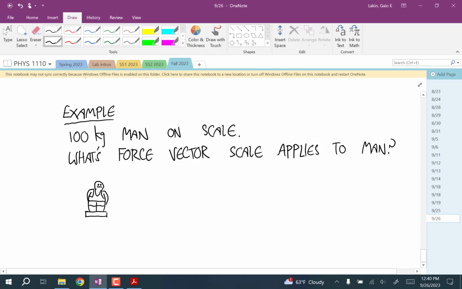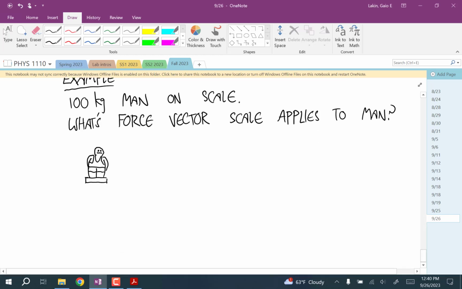Okay, that's the man. And that's the scale. So this is kind of like how a scale works, you know? I mean, how would a scale know what force gravity applies to you? It doesn't, you know? But we're going to see that the scale applies a force to the man with the same magnitude as the weight force. And we'll do it through Newton's second law, okay?